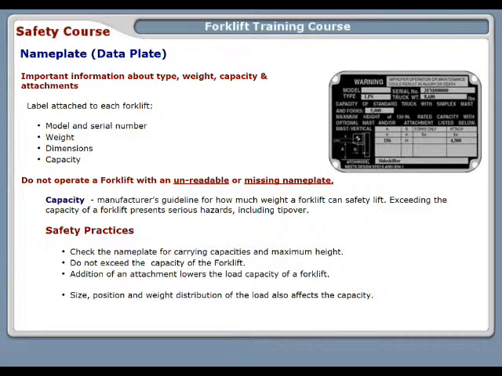Capacity is the manufacturer's guideline for how much weight a forklift can safely lift. Exceeding the capacity of a forklift presents serious hazards, including tip-over. Safety practices include checking the nameplate for carrying capacity and maximum height, do not exceed the capacity of the forklift, and understanding that addition of an attachment lowers the load capacity of a forklift. Be sure you understand that the size, position, and weight distribution of the load also affects capacity.